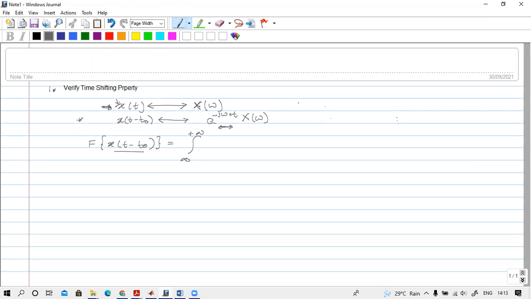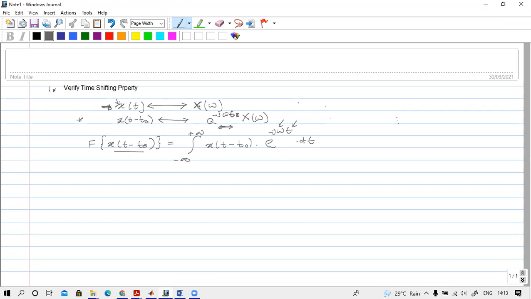The integral from minus infinity to plus infinity of the given signal, now the signal is x(t minus t naught), times e to the power minus j omega t dt. So this t is a variable and this omega is also a variable, but in this form it is omega t naught. This should be omega t naught.